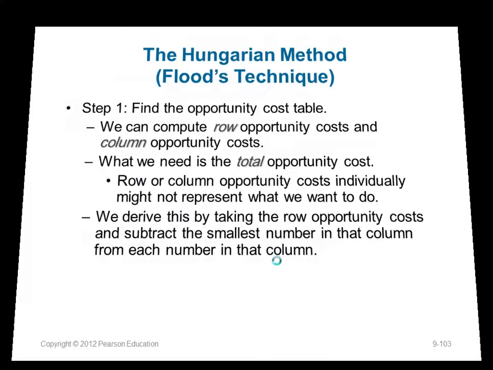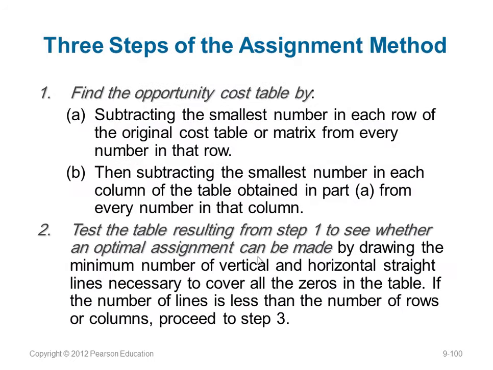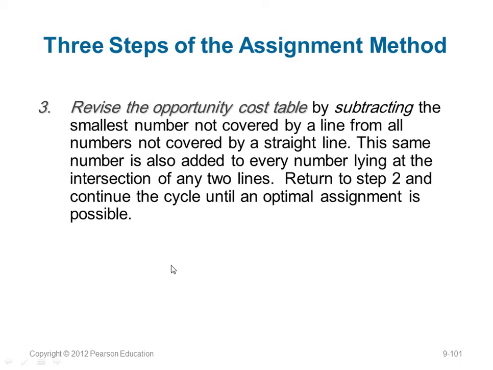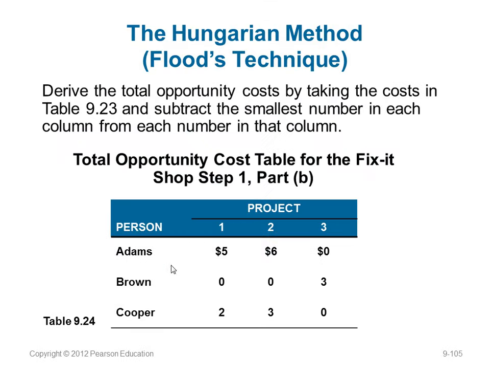So step number 1 of the Hungarian method is to generate the opportunity cost table. Find the smallest number in the row and subtract it from all the elements. Do this for each row, then do it for each column: find the smallest number and subtract it. Now we will check whether we have got what is called the optimal solution. How to find it, okay? Let's look at an example.